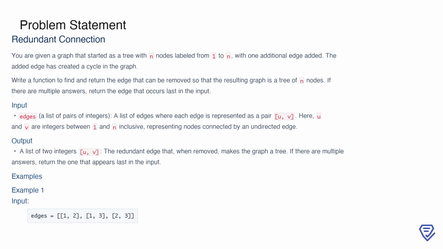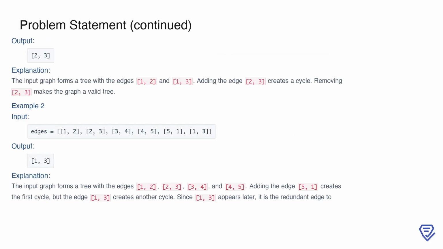If there are multiple edges that could be removed, we need to return the one that appears last in the input list of edges. The input consists of a list of edges, where each edge is represented as a pair of integers, u, v, connecting two nodes. The output is a single edge, also a pair, u, v, which represents the redundant connection. To understand the problem better, let's look at an example.